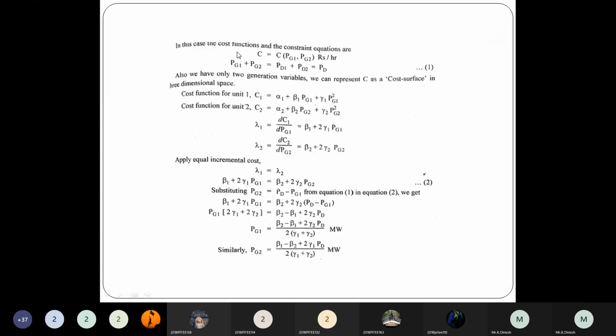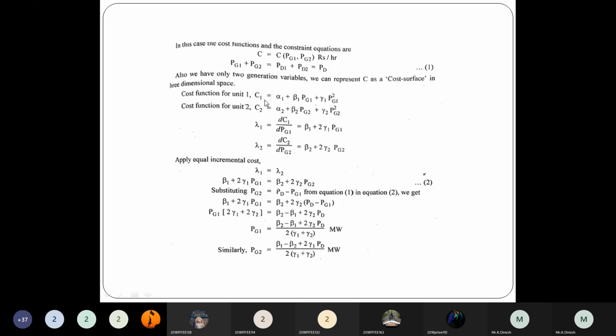So in case of the cost function or constraint equation, C is nothing but C times of Pg1, Pg2 rupees per hour, and Pg1 plus Pg2 equal to Pd1 plus Pd2 equal to Pd. So this is my general equation. In the question, they clearly mentioned two generation variables. C represents your cost surface in the three-dimensional space. So we have two units, generation 1, generation 2.